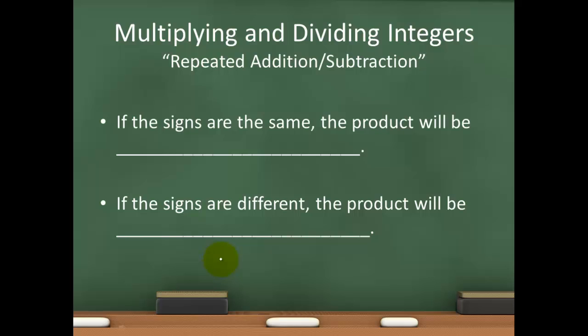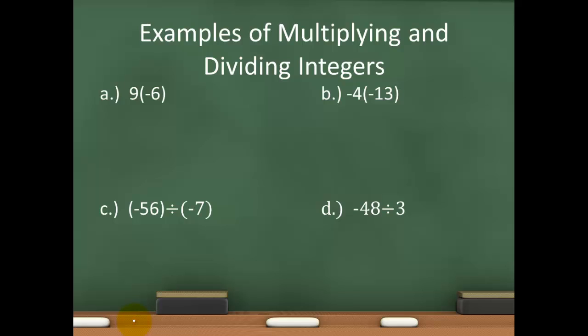There are two things you have to remember. If the signs are the same, meaning both positive numbers or both negative numbers, then the product will be positive. So if the signs are the same and you're multiplying or dividing, your product or your quotient will be positive. If the signs are different, then the product will be negative. So if you have a positive times a negative or a positive divided by a negative and vice versa, the sign of your solution is going to be negative. And we're going to look at these four examples here.